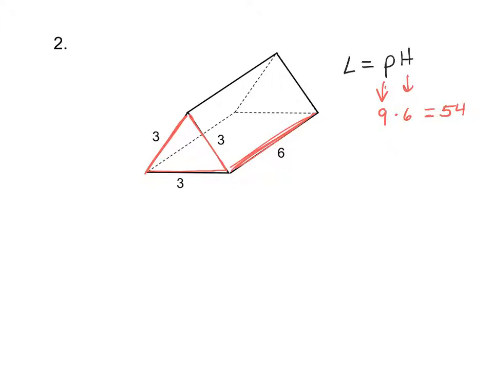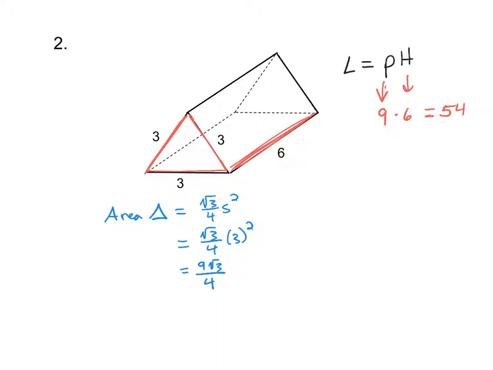Well, that is an equilateral triangle, so remember that the area of an equilateral triangle is radical 3 over 4 times s squared. So for our triangle, that's going to be radical 3 over 4 times 3 squared, which is 9. So I get 9 radical 3 over 4.